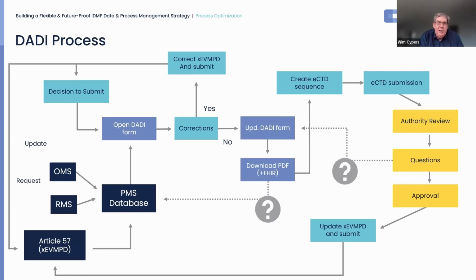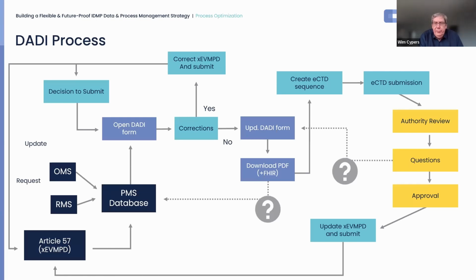They've migrated, or integrated, the Article 57 database into the PMS database, so the data will go there. There are a few other data sources that go in there, but you don't have to resubmit your PMS data. Which is a good thing, because everything that you're doing for XEVMPD is not a waste.